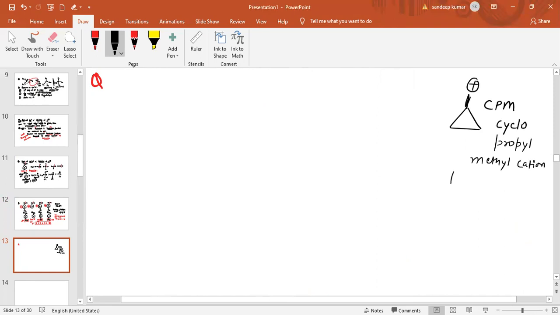And this compound is extra stable. Why is this extra stable? Due to dancing resonance. CPM carbocation is extra stable due to dancing resonance. So due to dancing resonance in the cyclopropyl methyl cation, it is an extra stable carbocation.